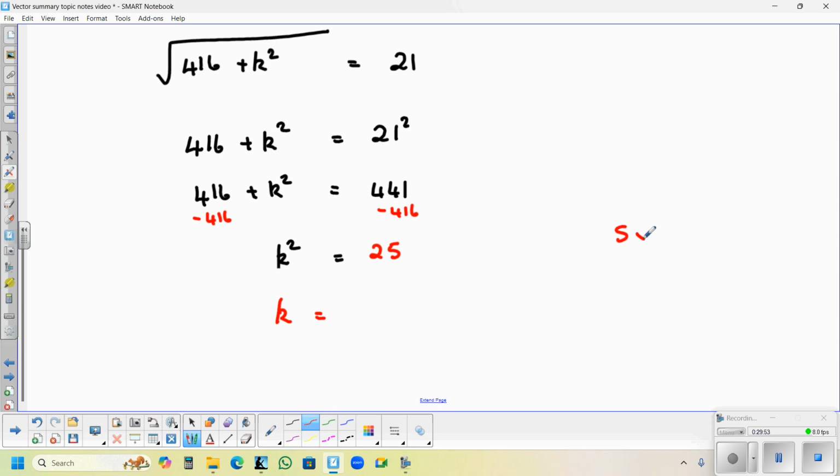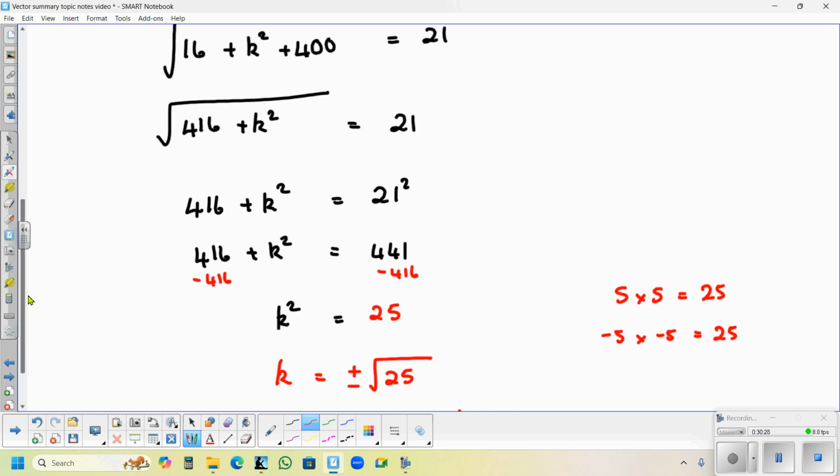But I know that 5 times 5 is 25. But I also know that negative 5 times negative 5 is also 25. So when you take a square root, you get a plus number and a minus number. And it's really written like that. Don't expect to write it like that at National 5, but you will, however, be expected to know that the square root of any number has got a positive value and a negative value. So k can either be equal to 5 or k can be equal to negative 5.